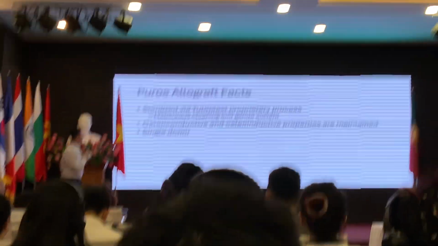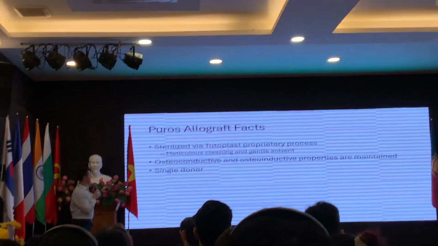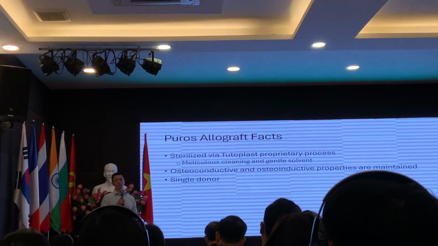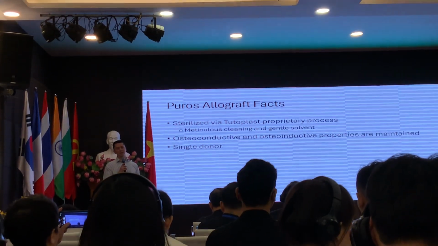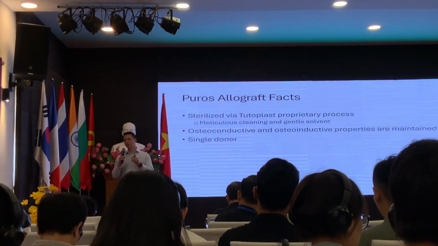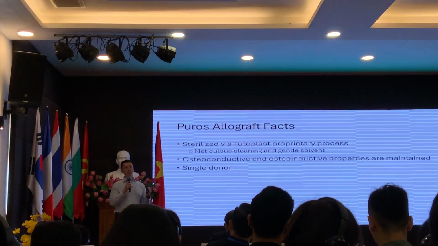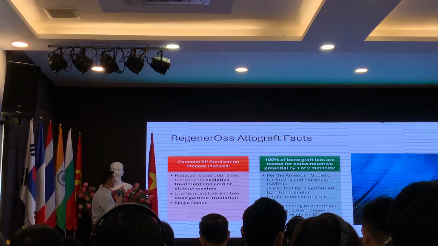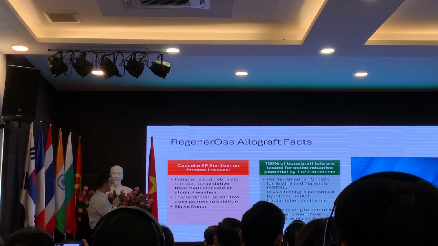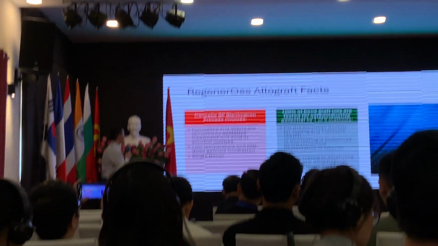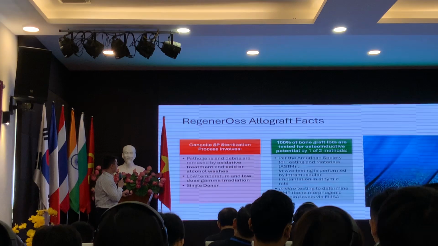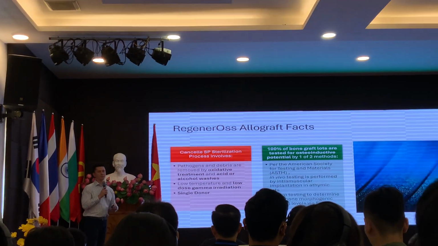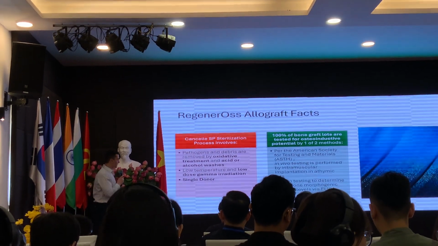My favorite family of graft to use from ZimVie is the Puros allograft tissue, because it has a much gentler sterilization process for taking from the cadaver donors. Both of these have very effective sterilization processes. This is the Regeneros allograft material, and they both use the oxidative treatment, acid washes, and low dose gamma irradiation to sterilize the tissue from the donor banks.